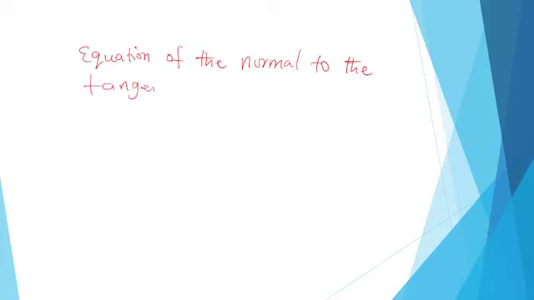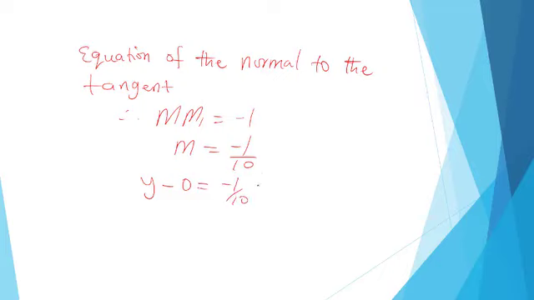Now if you want us to go ahead solving the equation of the normal to the tangent, we'll apply the same thing, but this time m1 times m2 equals minus 1, and we got the value of our m1 to be 10, so our m2 will be equal to minus 1 over 10. So the equation of the normal will now be y minus 0, which is y, equals minus 1 over 10 in bracket x minus 1. You cover it.